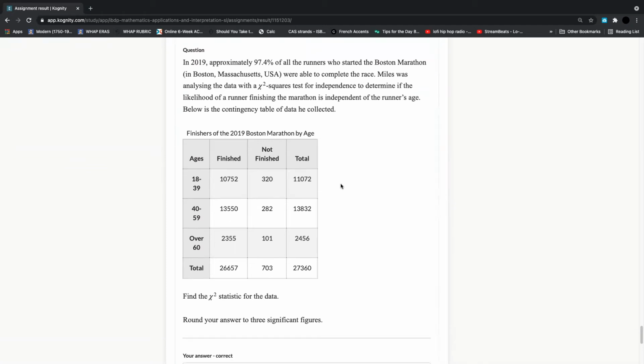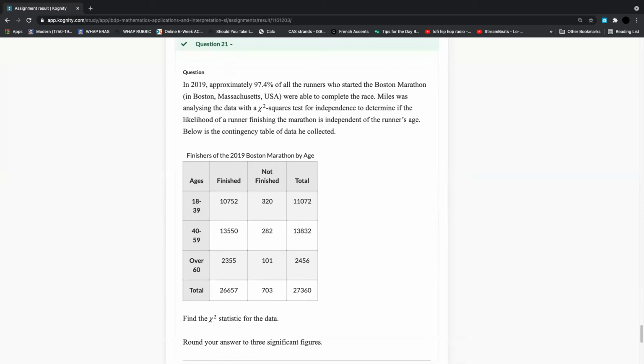In 2019, approximately 97.4% of all the runners who started the Boston Marathon in Boston, Massachusetts, USA, were able to complete the race. Miles was analyzing the data with a Chi-Square test for independence to determine if the likelihood of a runner finishing the marathon is independent of the runner's age. Below is the contingency table of the data he collected. This is question 21.